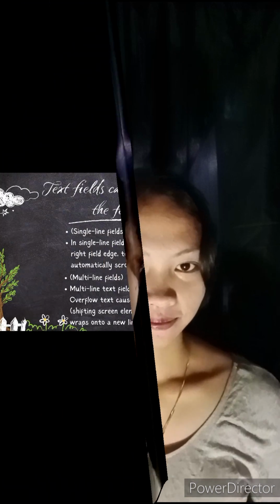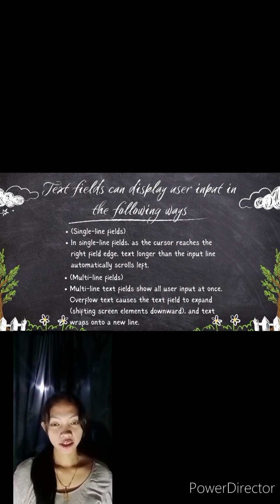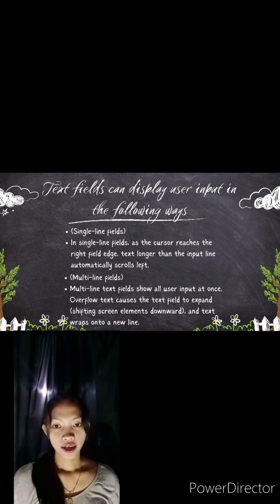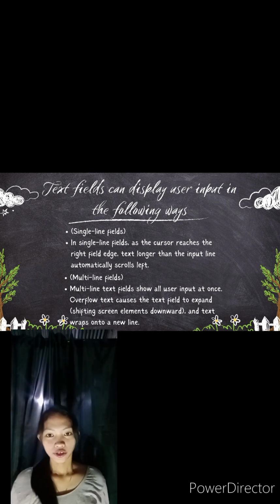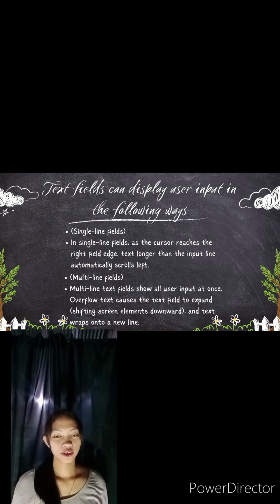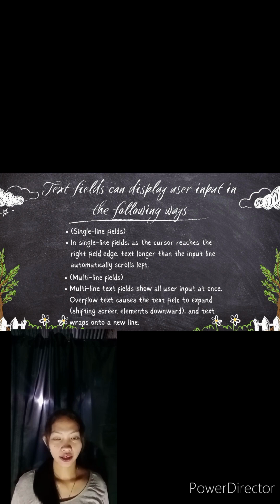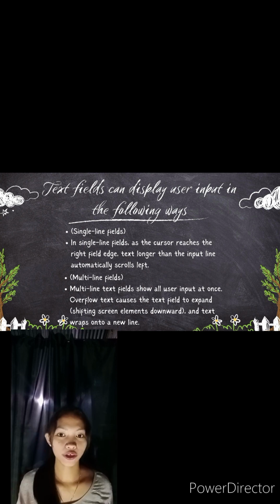Text fields can display user input in the following ways. First, single line text fields. The cursor reaches the right field edge. Text longer than the input line automatically scrolls left. So a single line text field is a type of text field that has limits on putting words and letters on your forms, like names, cell phone numbers, age, and so on and so forth.